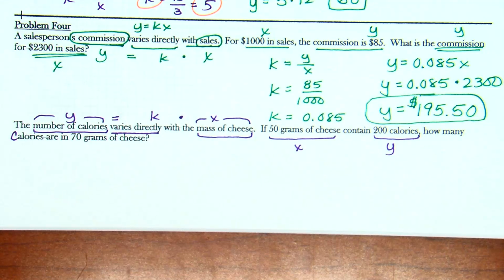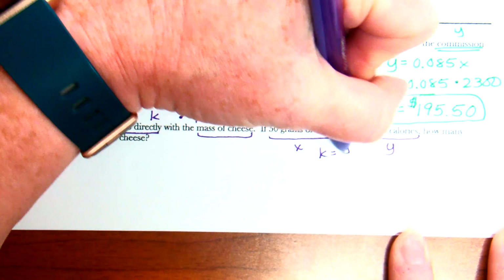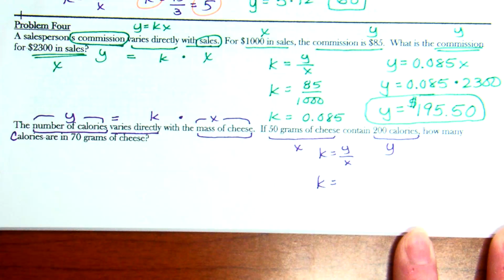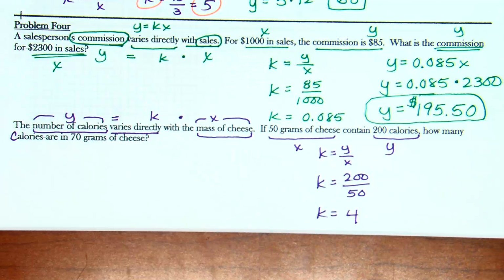Okay. Hey, at least it was a different voice. That's what I was going for here. So I'm going to use the equation K equals Y over X. 200 divided by 50. What's 200 divided by 50? 4. Okay. What's the equation we're going to use? Just a generic direct variation equation here. Yeah, we've got K is 4. So we're going to use Y equals 4X.